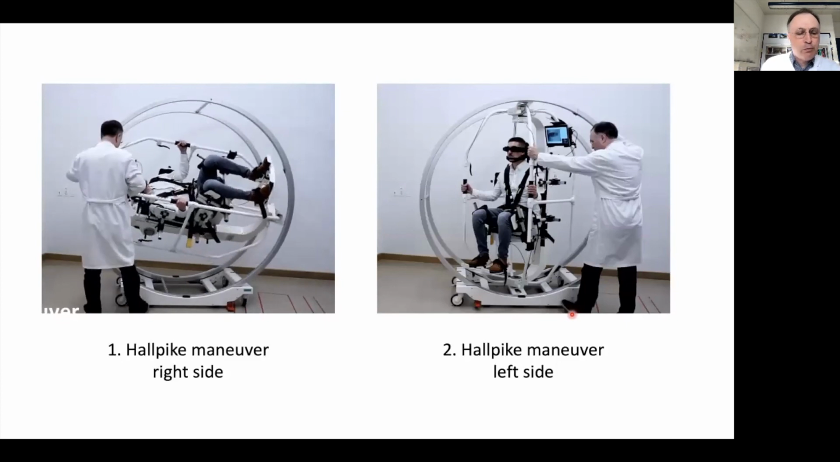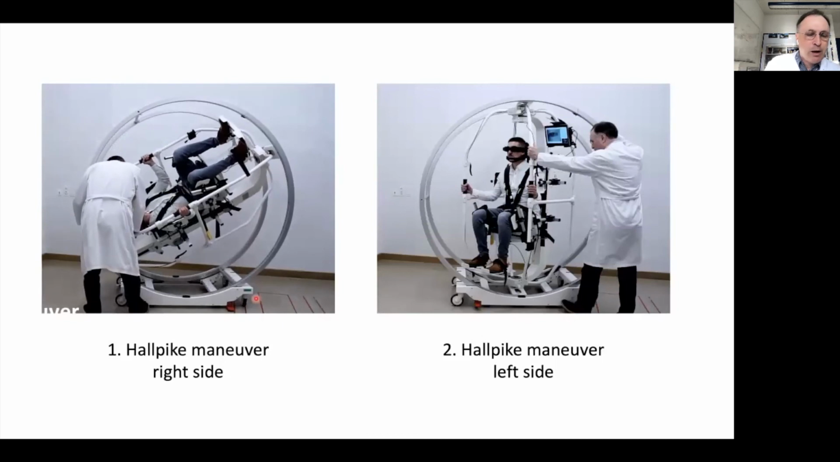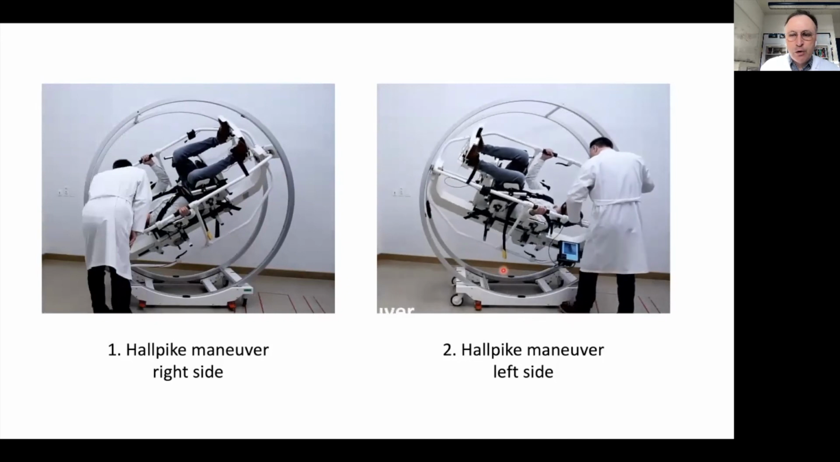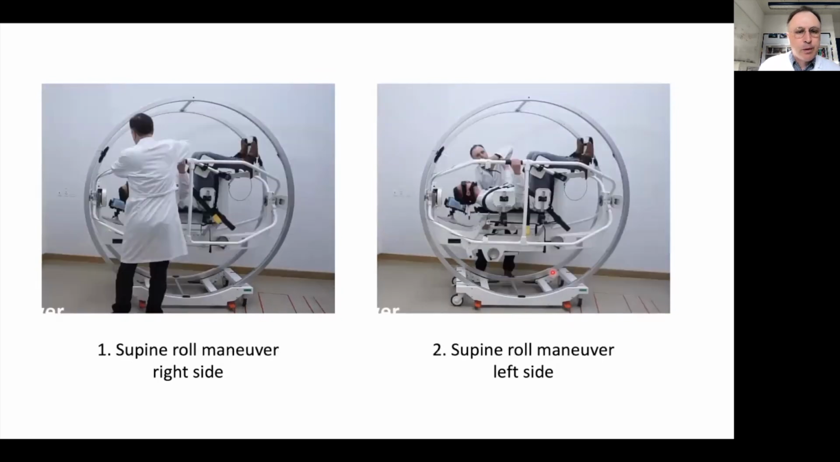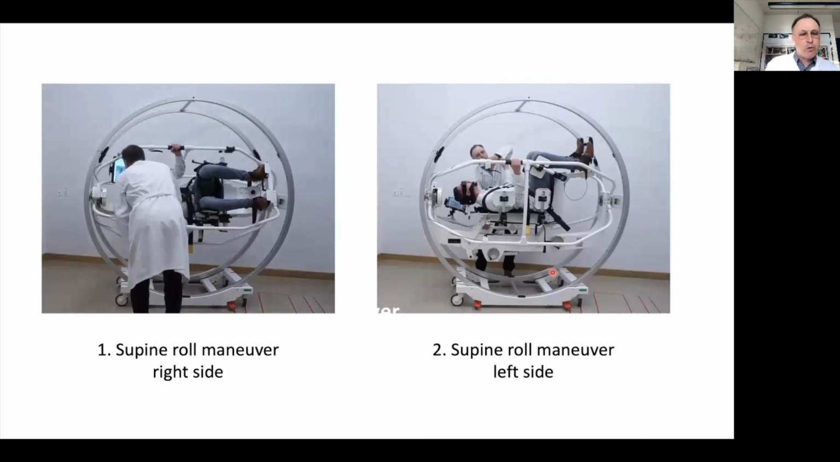So how do we perform the Hallpike maneuver? This is the Hallpike maneuver on the right side. We usually go to a 30-degree head hanging position. And here you see the Hallpike maneuver on the left side. We always observe an enlarged video of the eye on a tablet, which is mounted to the inner axis of the turntable.